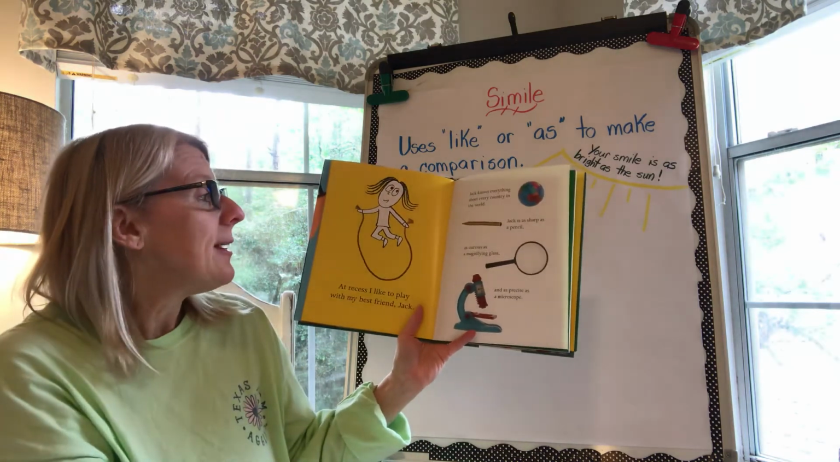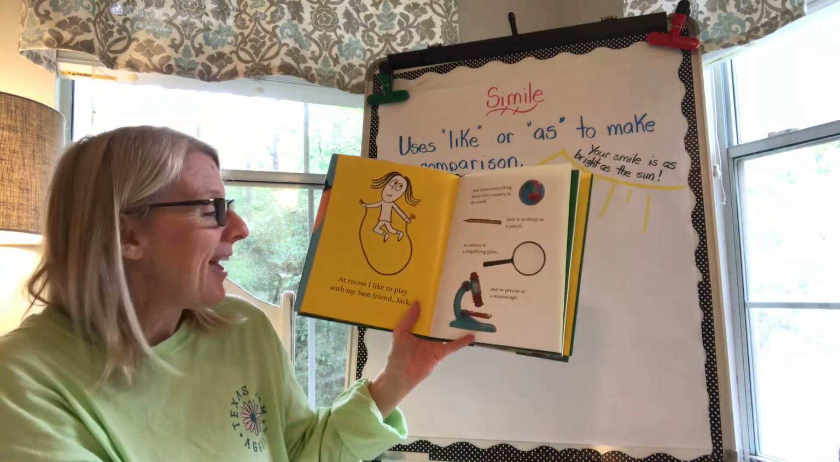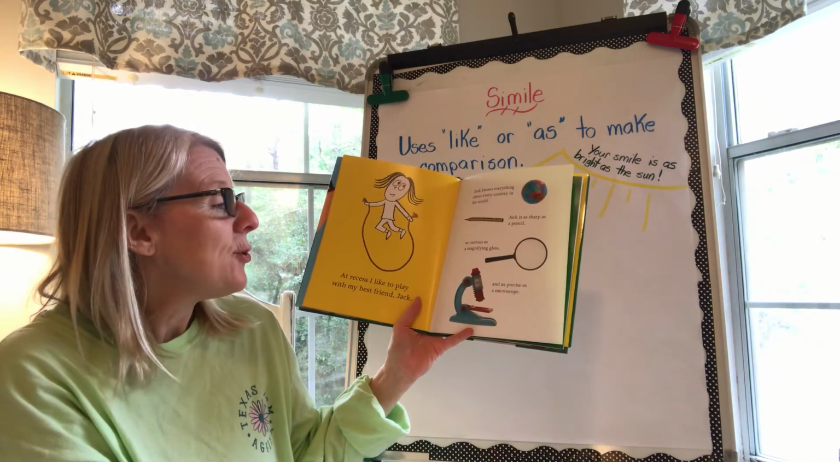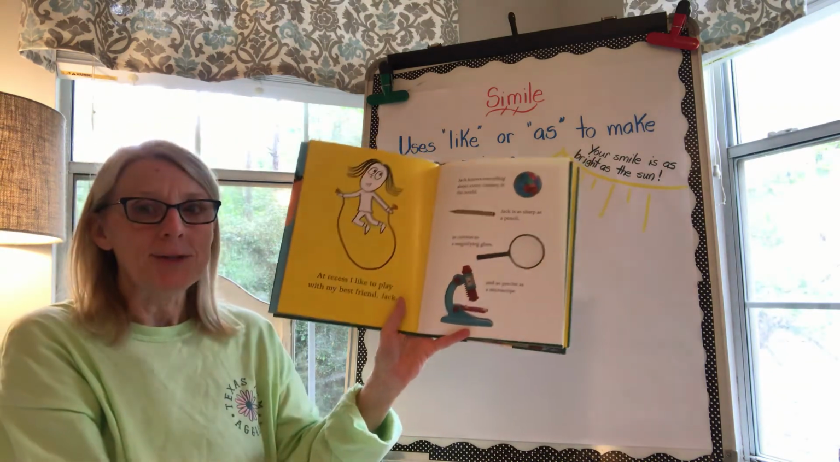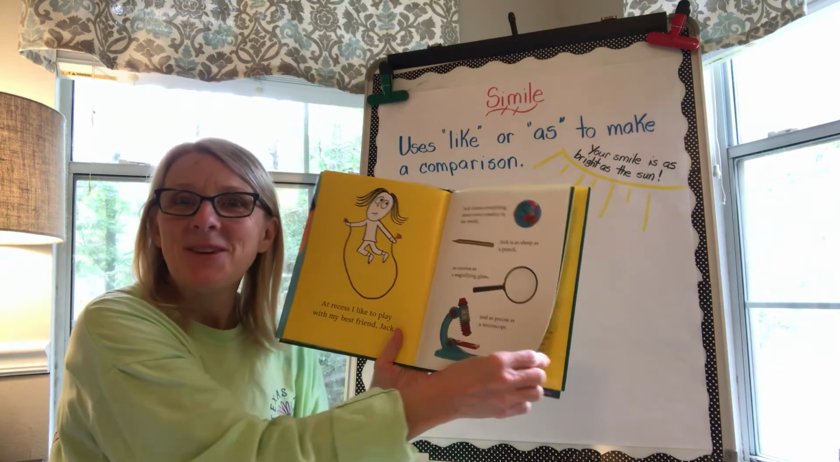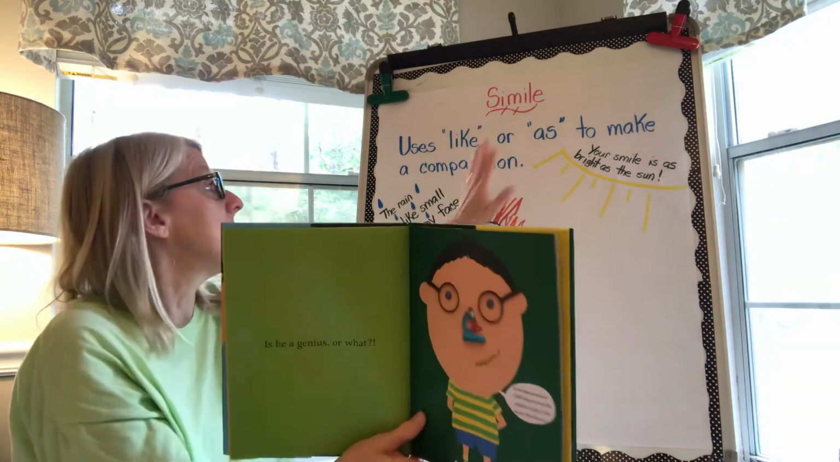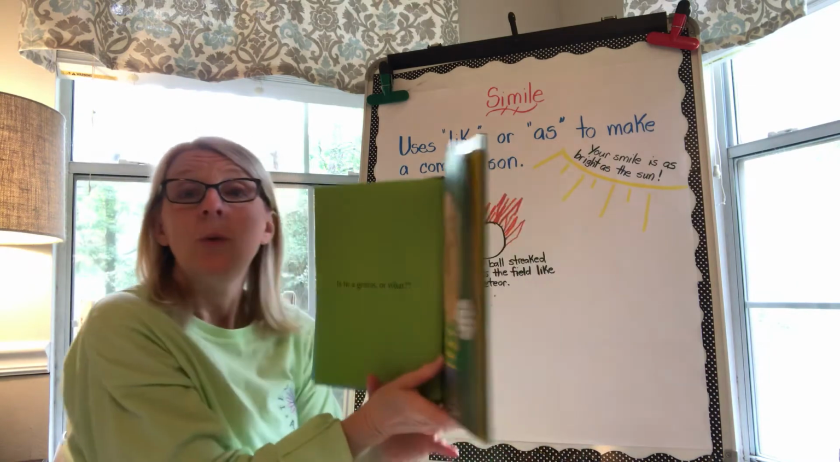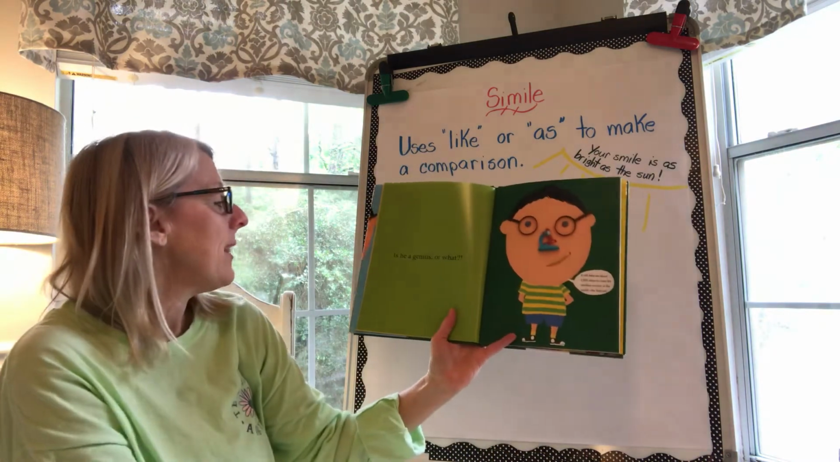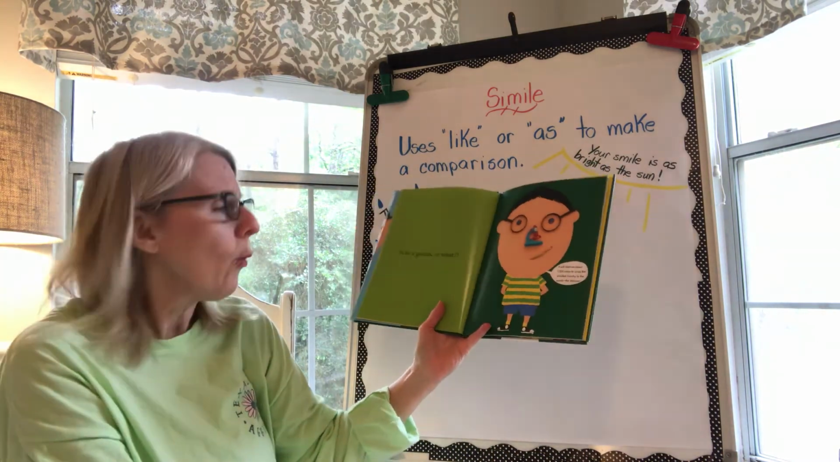So, as curious as a magnifying glass, and as precise as a microscope. Are you seeing the comparisons there? And remember, you're looking for those key words of like or as when you see a simile. Is he a genius or what?